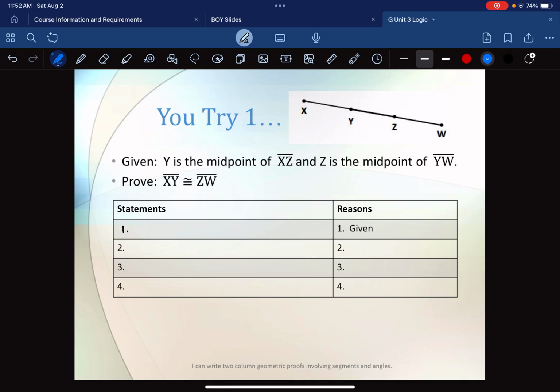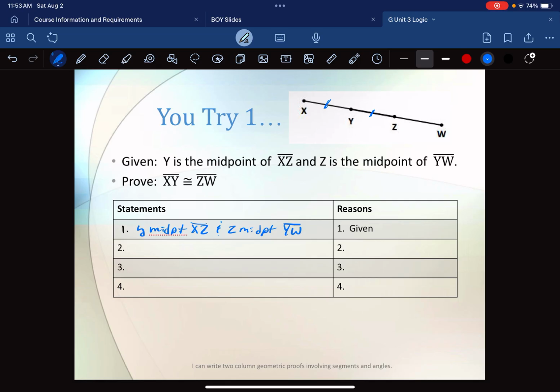Y is a midpoint, Z is a midpoint. Y midpoint of XZ and Z midpoint of YW. Well, if Y is the midpoint of XZ, let's go up here and mark some stuff on our drawing. If Y is the midpoint of XZ, that means this segment and this segment are congruent or equal, right?